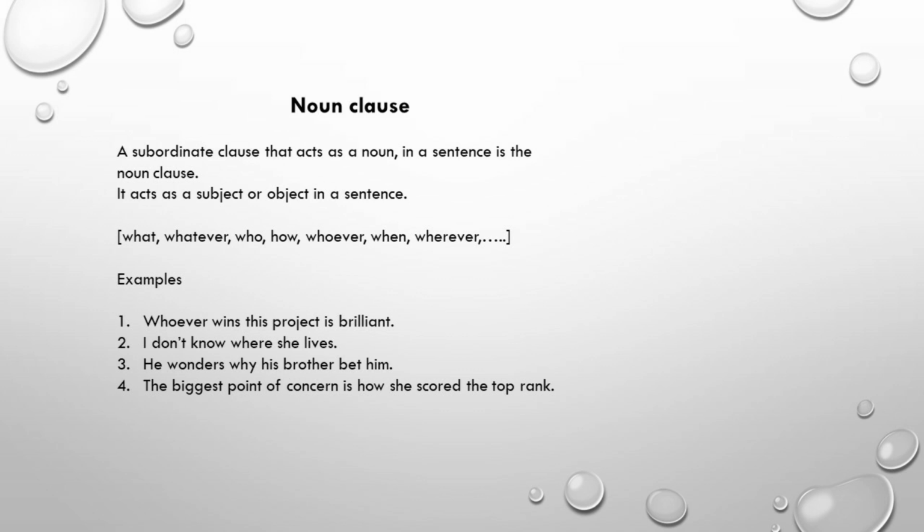The third one, he wonders why his brother bet him. In the sentence, why his brother bet him is the noun clause because it answers the question what. He wonders what and the answer will be why his brother bet him. And even in this sentence, this clause is acting as the object.